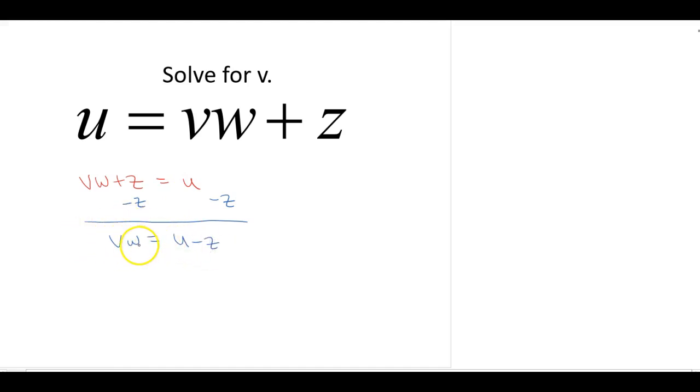Now, v is linked to w by multiplication. How do I undo multiplication? Divide. Oops, sorry. I'm getting v by itself, so vw, so I'm going to divide by w, and in this case v would equal u minus z all over w. You can write your answer that way, or you can say u over w minus z over w. Both answers are acceptable.